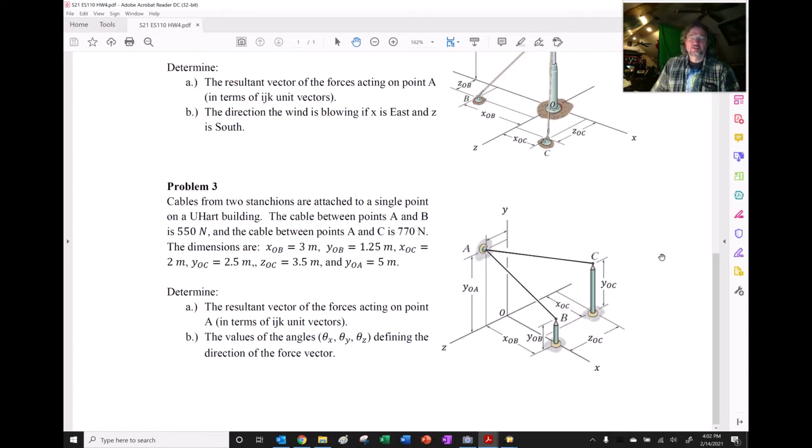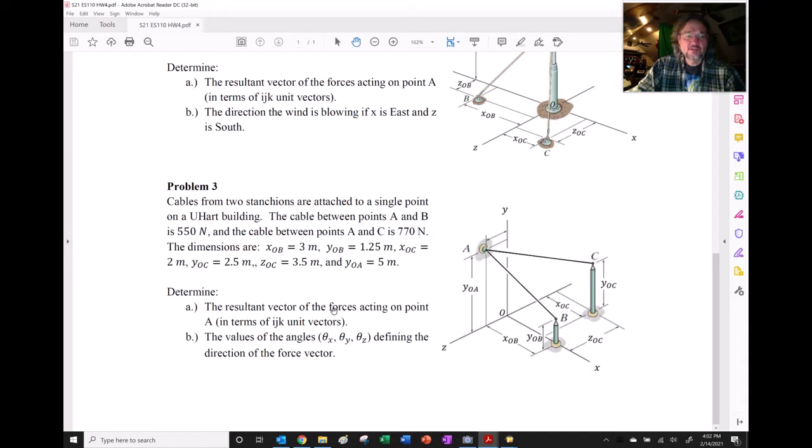The dimensions are XOB, this guy right here, is 3 meters. YOB is 1.25 meters. XOC, that's this distance right there, is 2 meters. And, oh wait, did I mess something up here? I said YOC. Okay, no, I'm okay right there. YOC is 2.5. And ZOC, this guy right here, is 3.5. And then YOA is 5 right here.